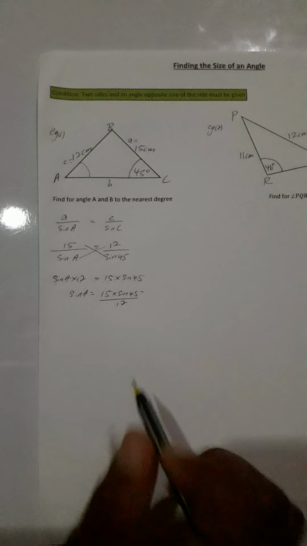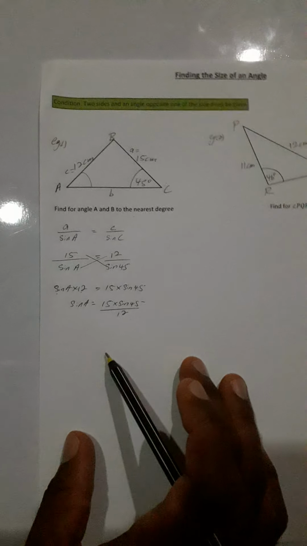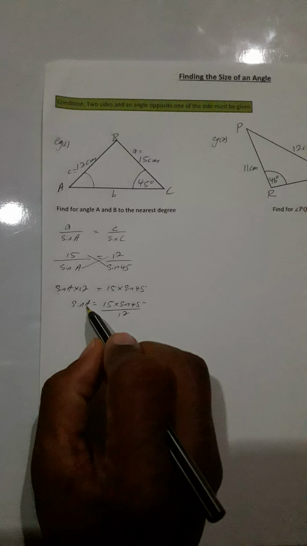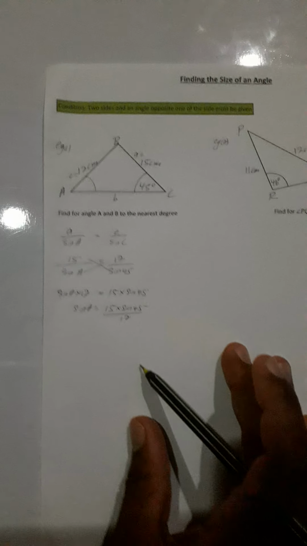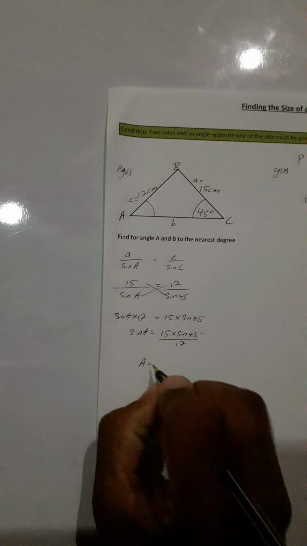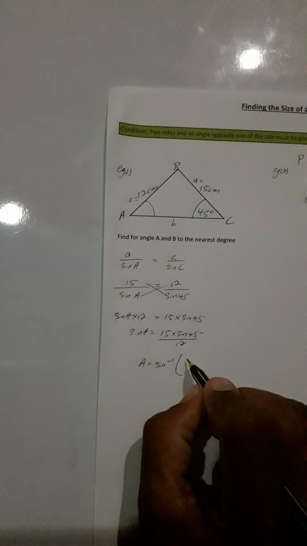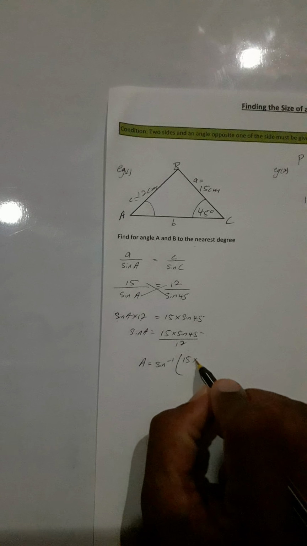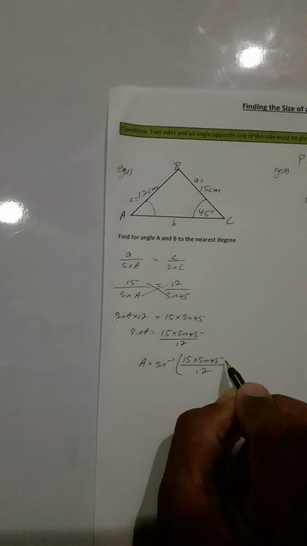Good. So if we like, we can do our calculation here, but let us not do anything as yet. We want to find angle A. So what I'll do with this sine, I'll take it to the other side. It becomes sine inverse. Good. So I'll have A equals sine inverse of all of this. Let me put that in brackets: 15 times sine 45 over 12.